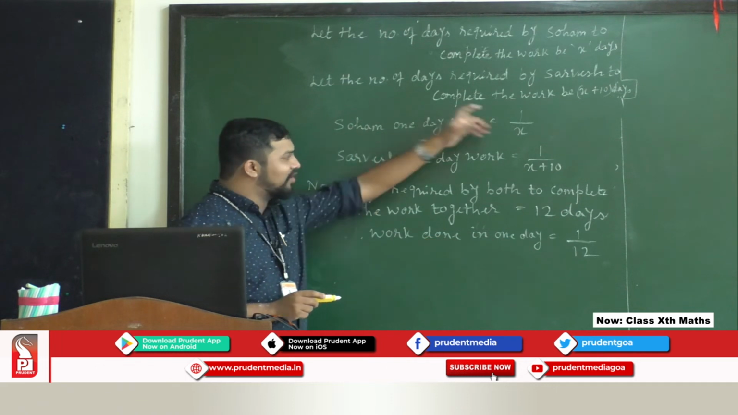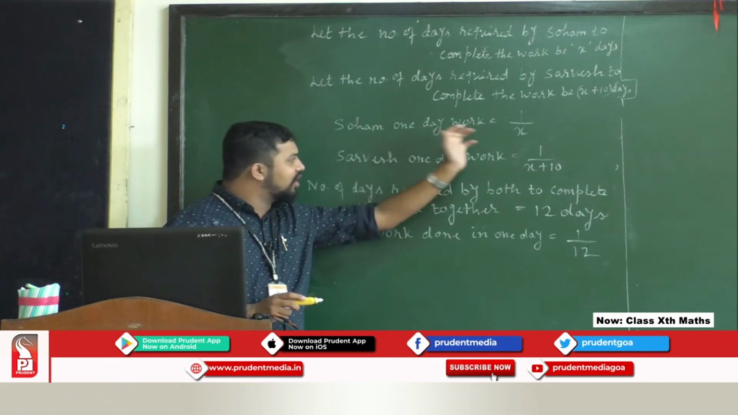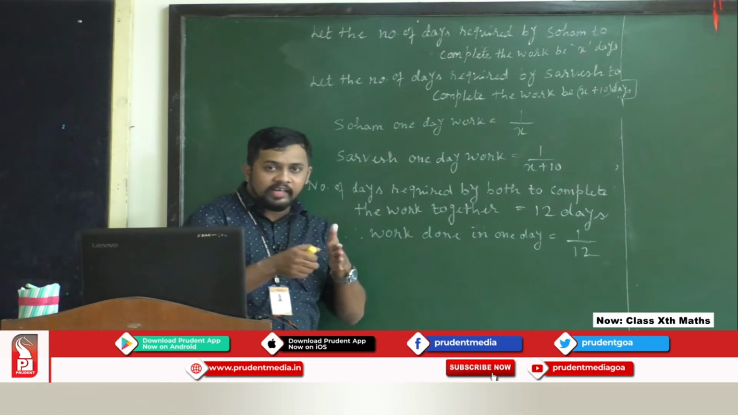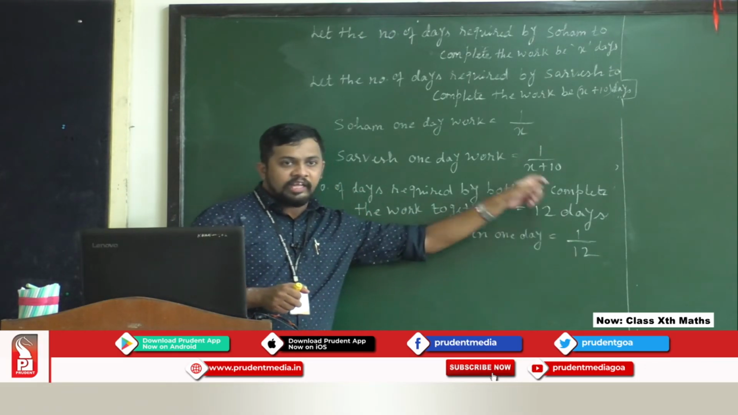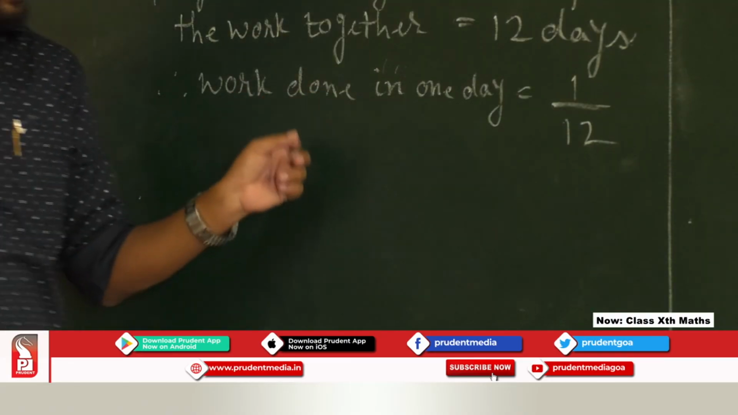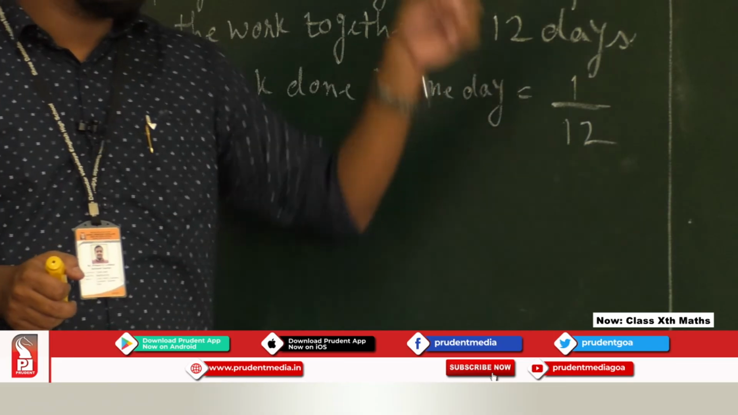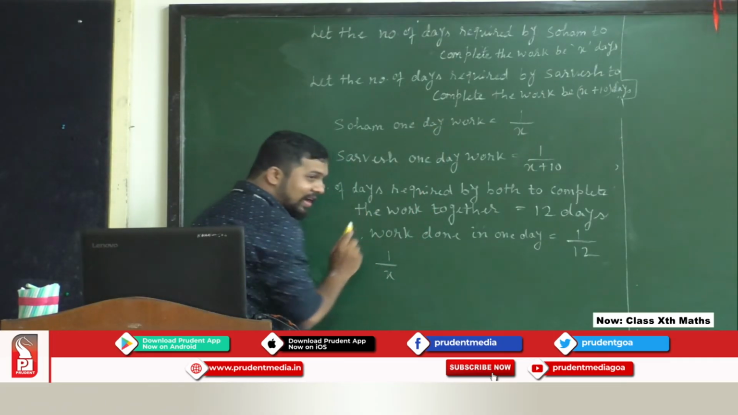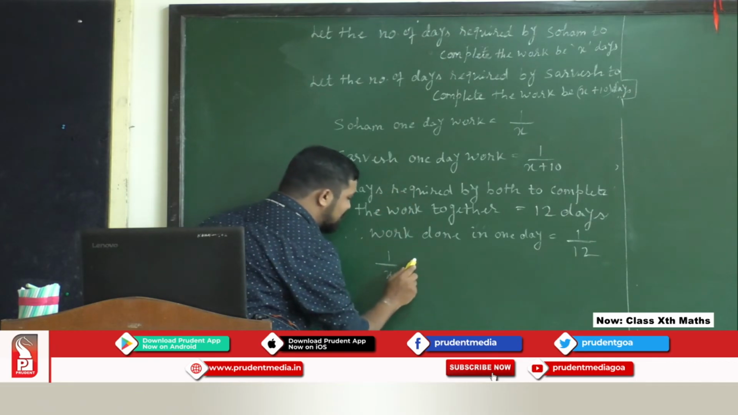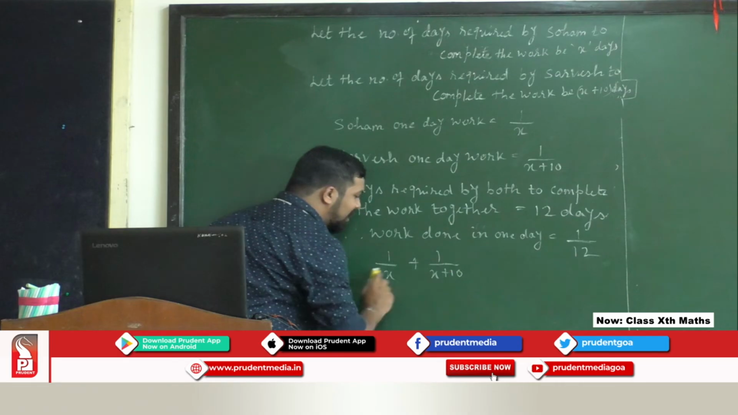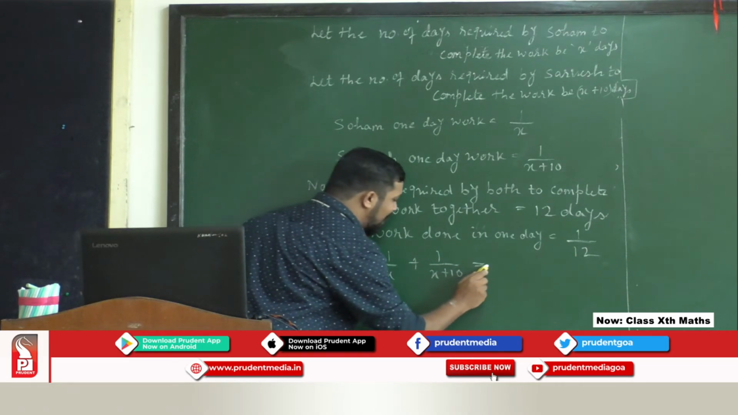So what I did is 1 day work of Soham I found out, 1 day work of Sarvesh I found out. Now they say if they work together, it will be 12 days. If they are working together, then together work done will be how much in 1 day? Together work done in 1 day will be 1 by 12. So the statement will be Soham is 1 by x, 1 day work. Sarvesh is 1 by x plus 10. And if they both work together, we say it will be 1 by 12.